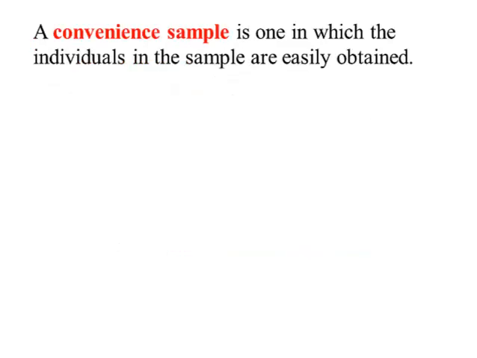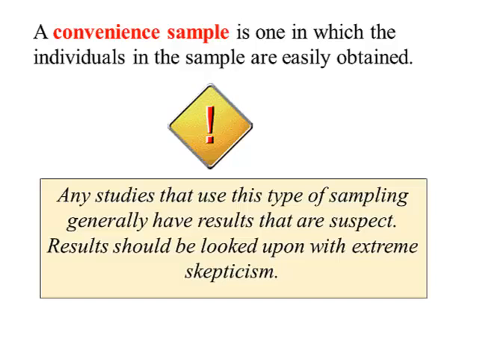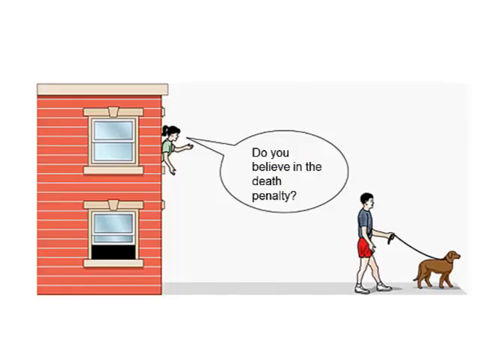A convenient sample is one that's easily obtained. However, it may not be representative of the population. Any study that uses this type of sampling generally has results that are suspect. Results should be looked upon with extreme skepticism. As this little slide says, this is an example of convenient sampling. "Do you believe in the death penalty?" She's calling out to this guy walking down the street.